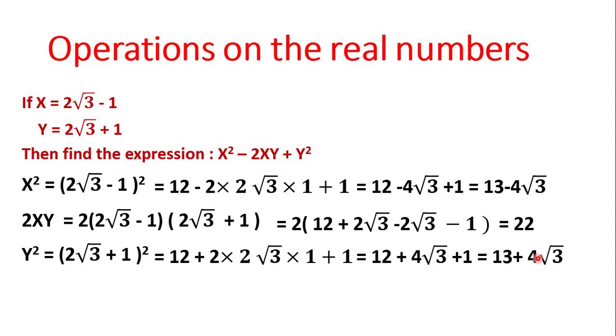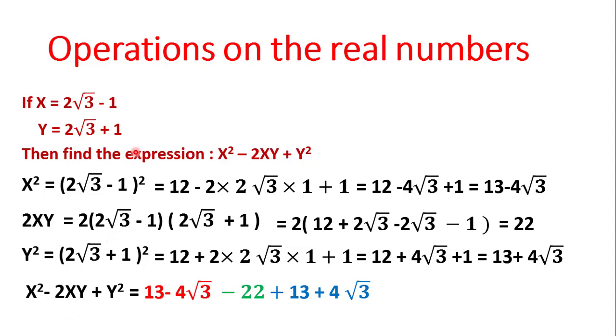Now let's get the required expression x power 2 minus 2xy plus y power 2. This is x power 2, 13 minus 4 root 3, then minus 2xy, which is minus 22, plus 13 plus 4 root 3, which is y power 2. So let's simplify. Negative 4 root 3 and positive 4 root 3 will cancel. We have 13 plus 13 minus 22. 13 plus 13 is 26, minus 22 is 4. So the final result is 4.